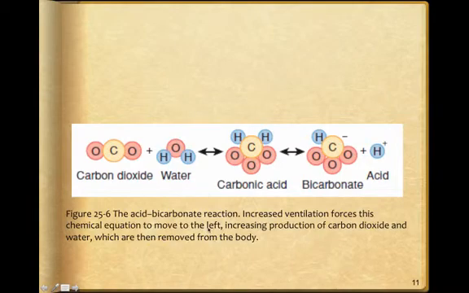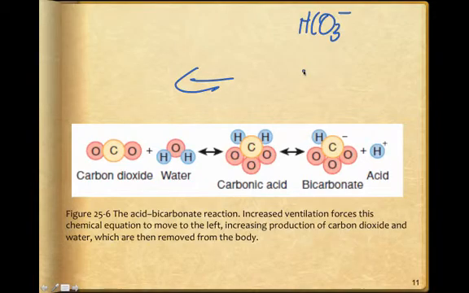The acid bicarbonate reaction: increased ventilation forces this chemical equation to move to the left, increasing production of carbon dioxide and water, which are then removed from the body. Let's talk about this for a second. Bicarbonate is HCO3 with a negative on it. Very simply, the definition of pH is the amount of hydrogen ion concentration in the blood. Bicarbonate is a very weak base. It likes to pick things up, so it's going to pick up those extra hydrogen ions. This is carbonic acid, H2CO3.